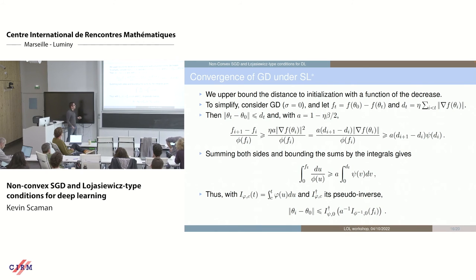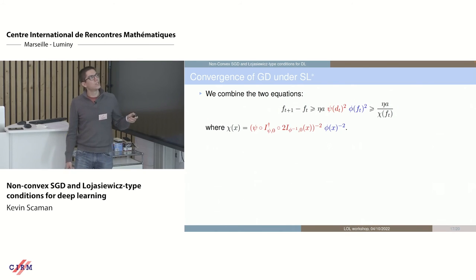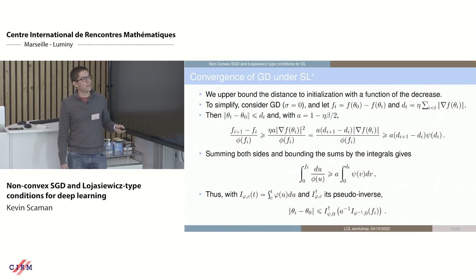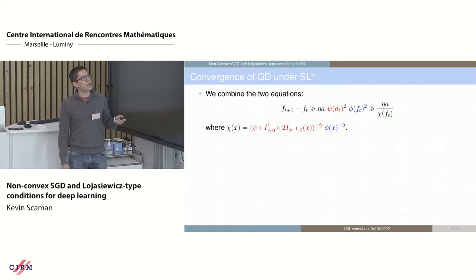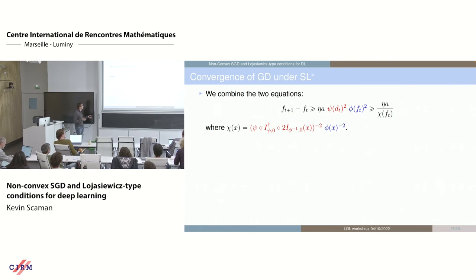Okay, so at this point you have what you needed. So you can replace this term by this function of fi. So you end up with what I will call chi of ft, which is this ugly function here. But basically you keep the same behavior, which is a product of two terms. The first term is what would happen if you didn't have dependency in the distance. And the second term is to account for the distance. The fact that as you converge, you go further away from initialization, and so your bound on the gradient is going to become smaller and smaller.